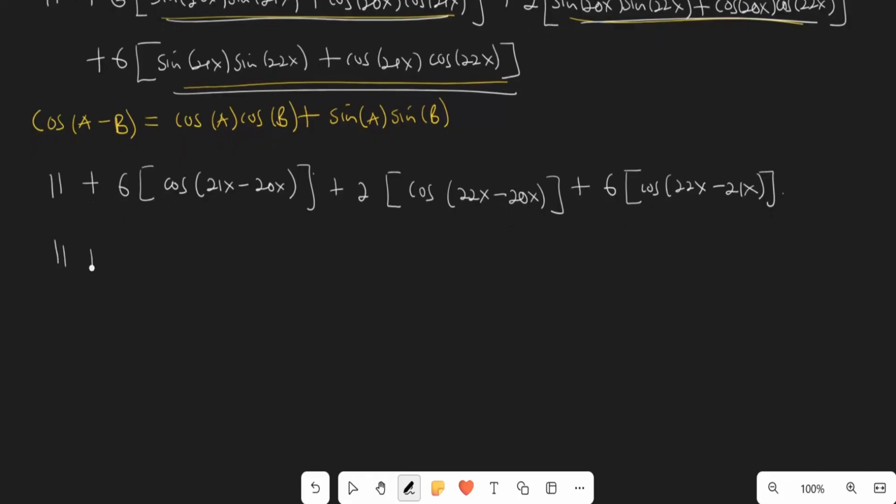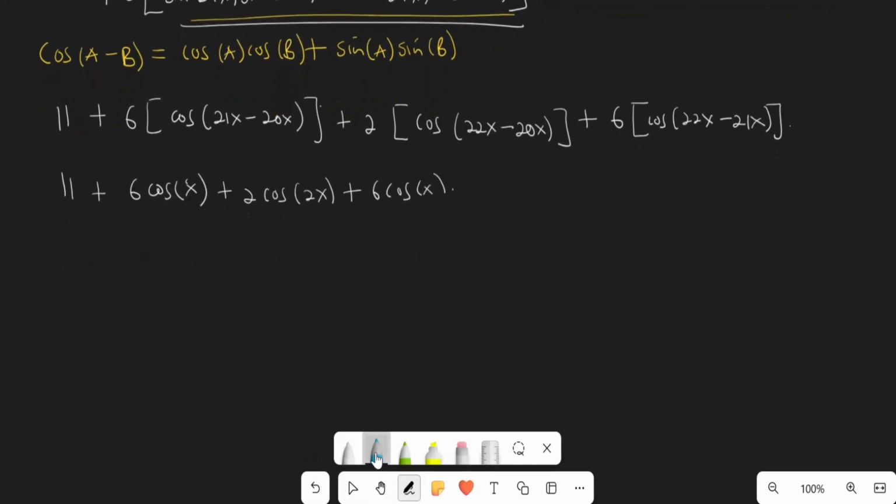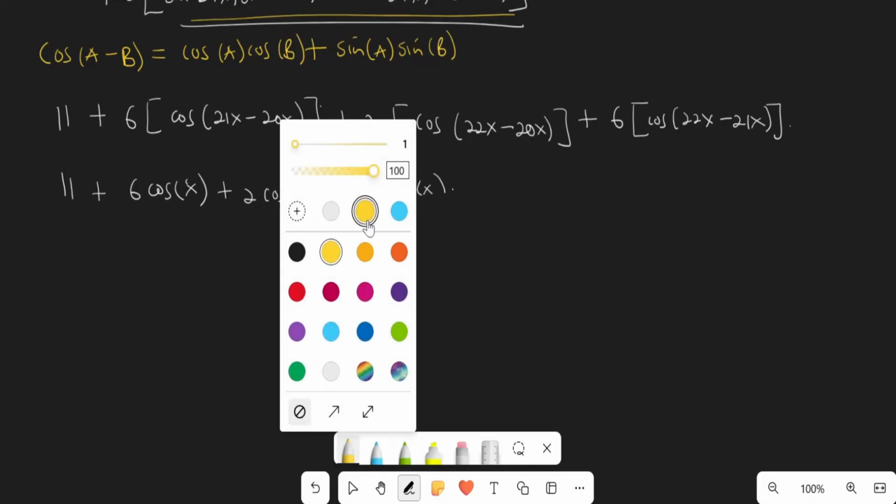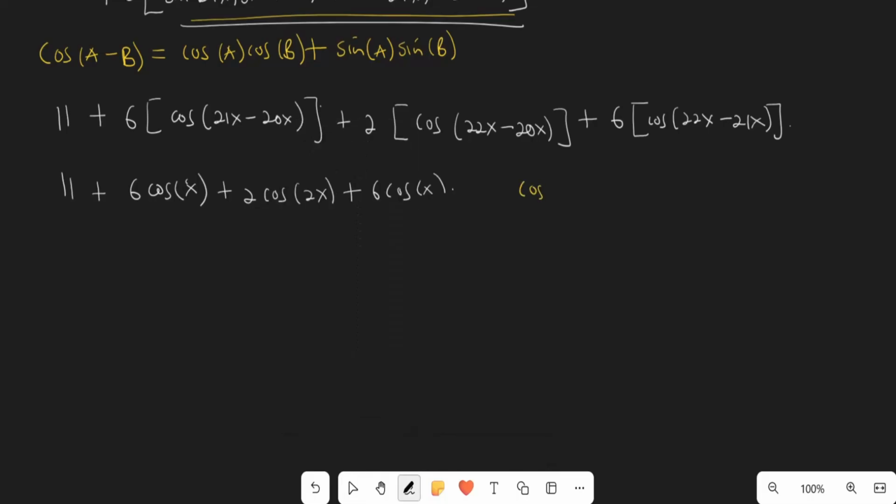So this is 11 plus 6 cosine of 21x minus 20x, which is just x, plus 2 into cosine of 22x minus 20x, which is 2x, plus 6 times 22x minus 21x, which is x. So that is 6 cosine of x, like this. And we have to know another identity, right? A lot of identities here that we have to know. We know that the cosine of 2x can be written as 2 cosine square of x minus 1. So we can just replace that here.